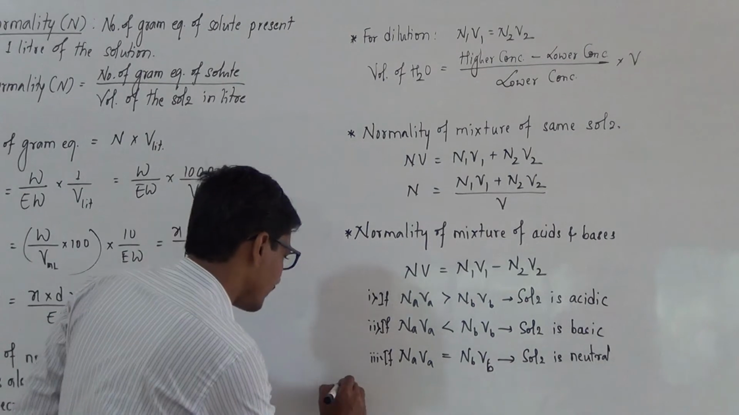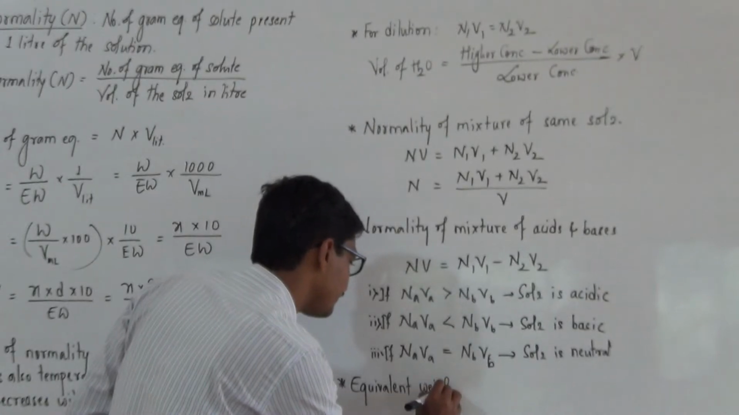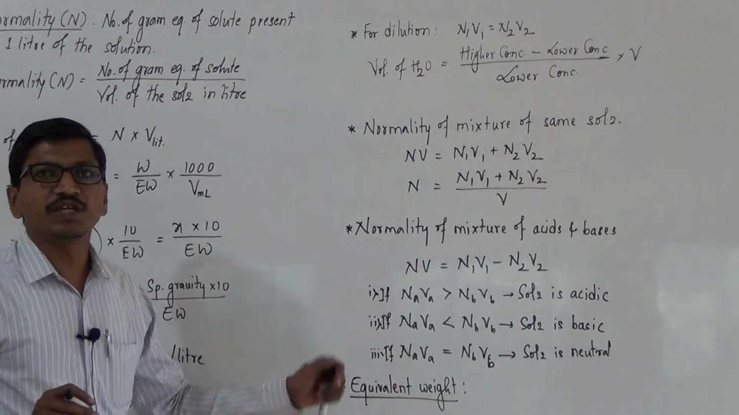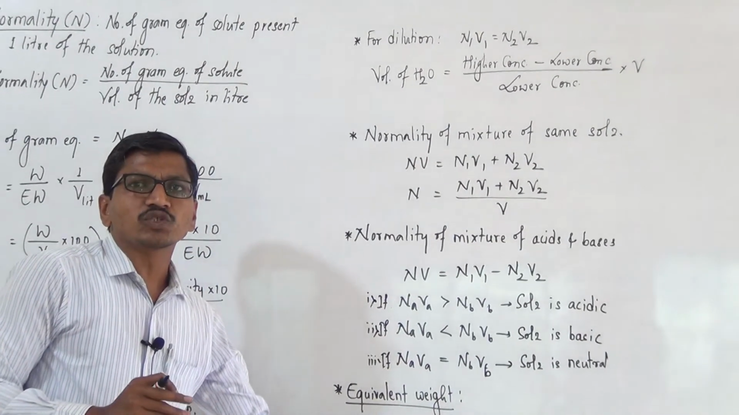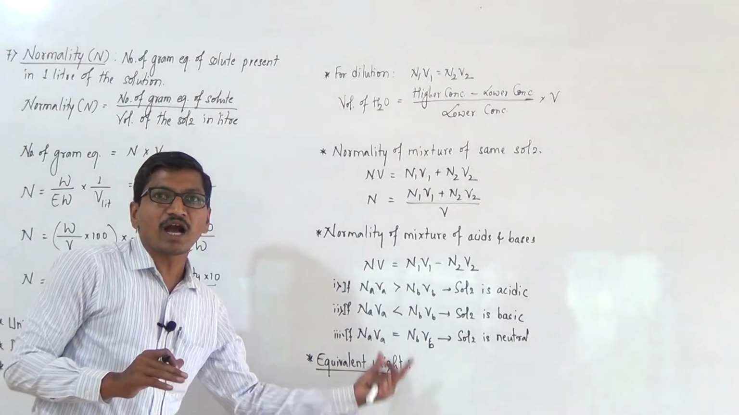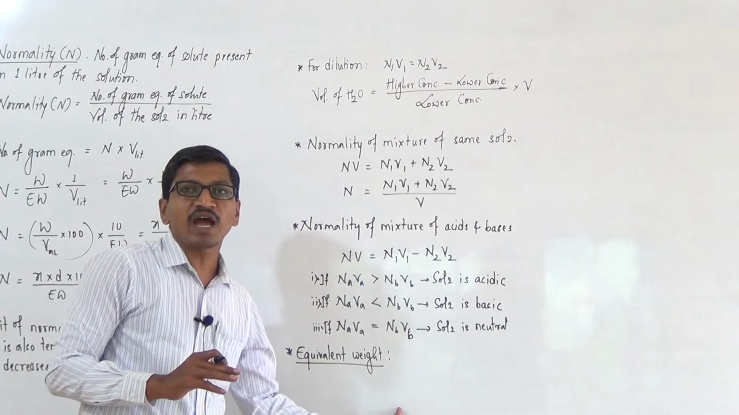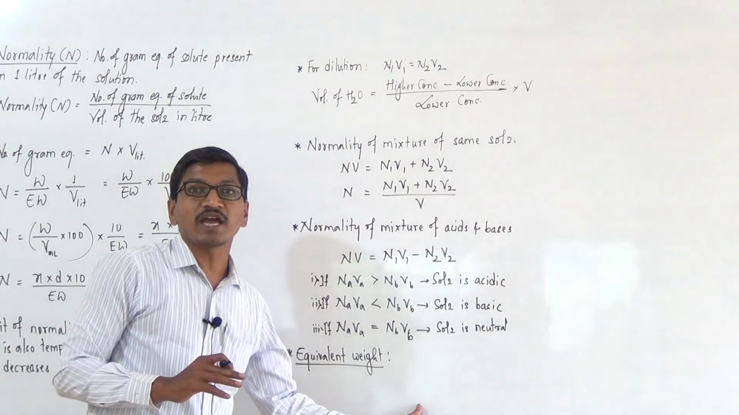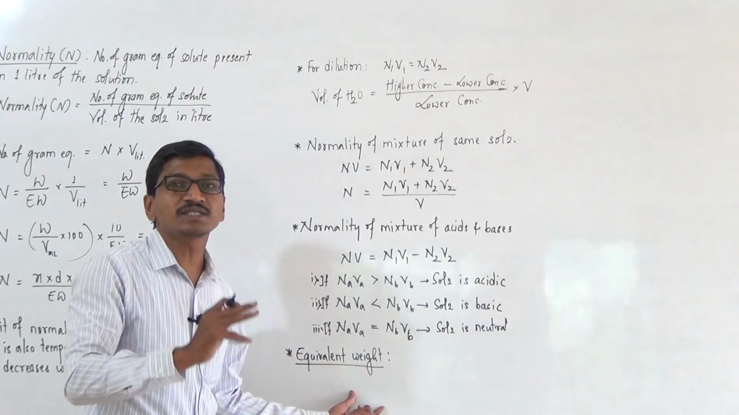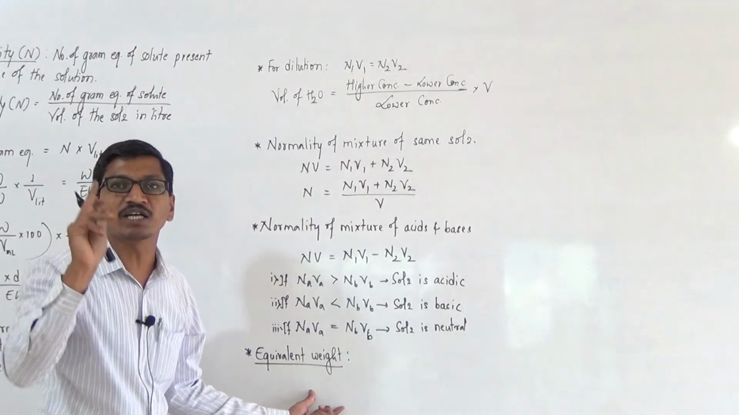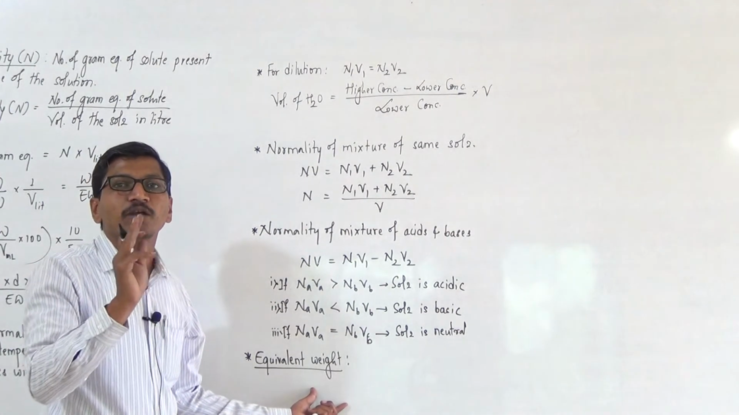And one more term, that is equivalent weight. Equivalent weight is defined as the number of parts by mass of substance or solute that combines or displaces 1.008 parts by mass of hydrogen or 35.5 parts by mass of chlorine or 8 parts by mass of oxygen.